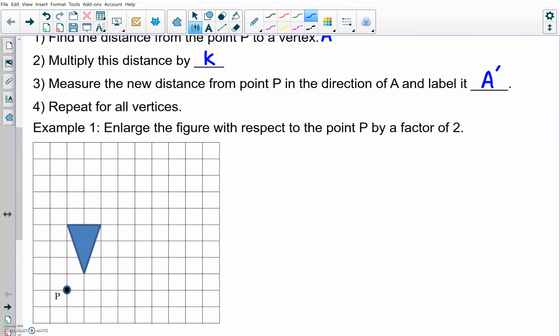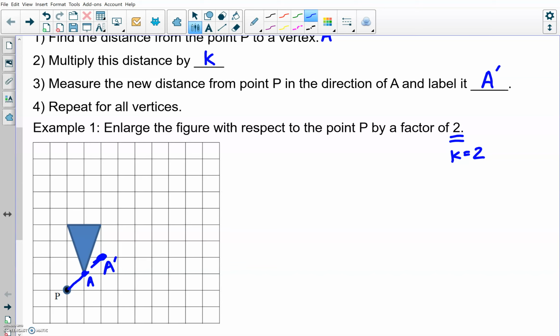So for example here, enlarge the figure with respect to the point P by a factor of 2. I'm going to start with this point, call that maybe point A, and the distance is 1 diagonal worth. K is 2 here, so I'm going to go towards A, but now 2 diagonals, and end up over here. So the A prime would be right there.